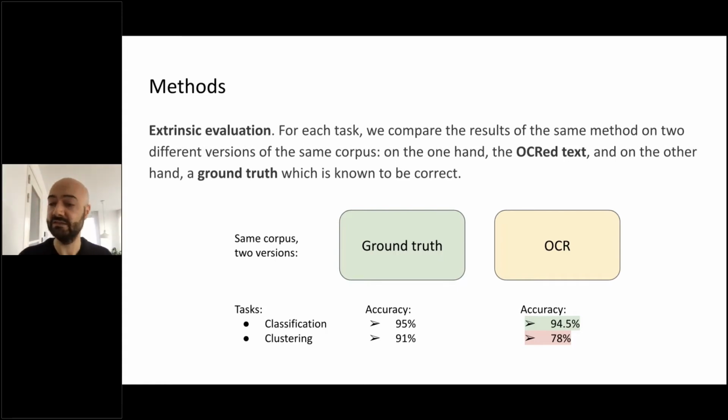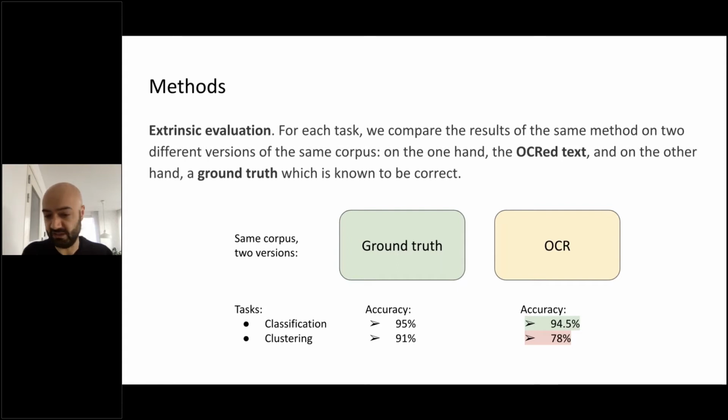And then we have the OCR version. So the OCR version, of course, we can have multiple ones coming from a digitization campaign and given a certain OCR software. So what's the idea of extrinsic evaluation? Well, what we do is that we perform the same task using the two versions of the same corpus. And we use the results on this task from the ground truth as the ideal that we want to approximate. And then we measure how worse or how differently we're doing using the OCR version of the same corpus.